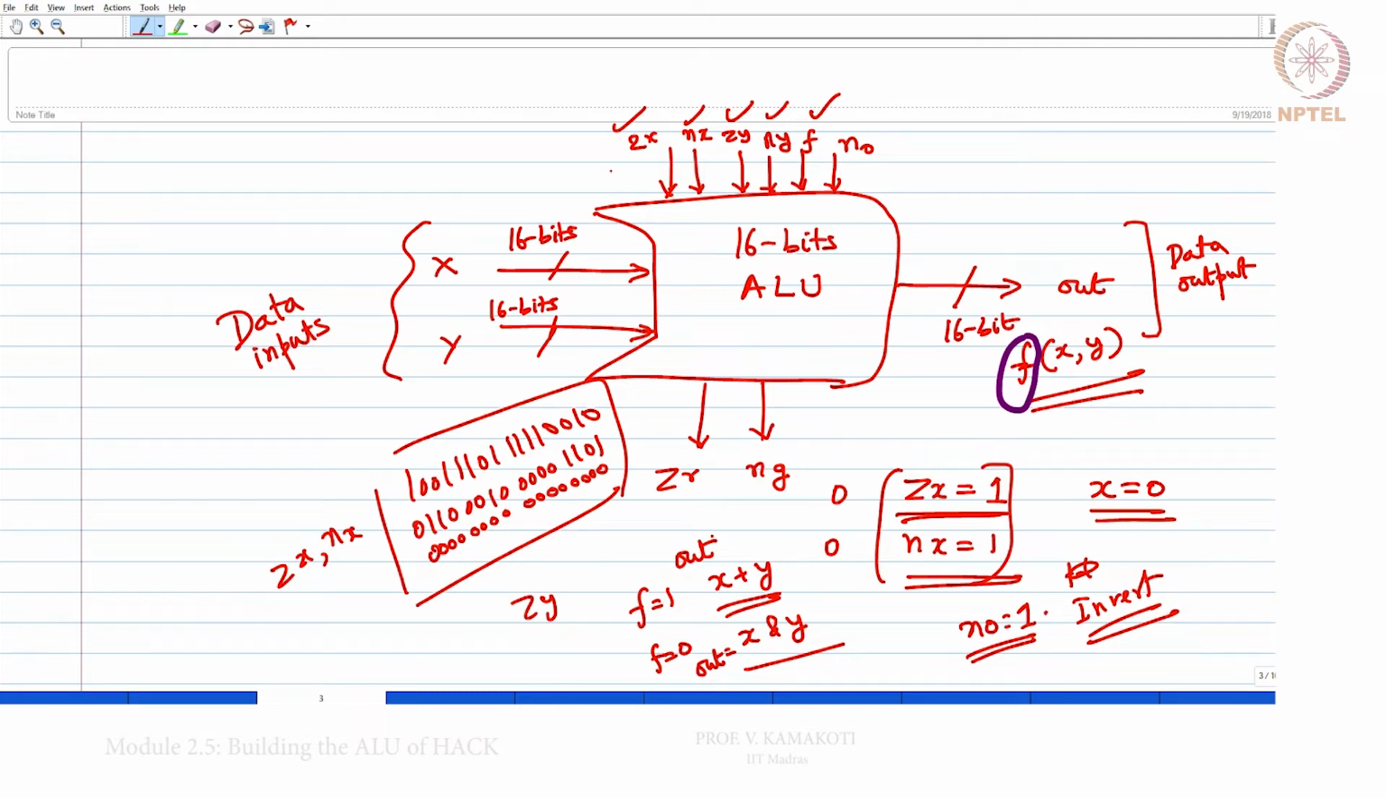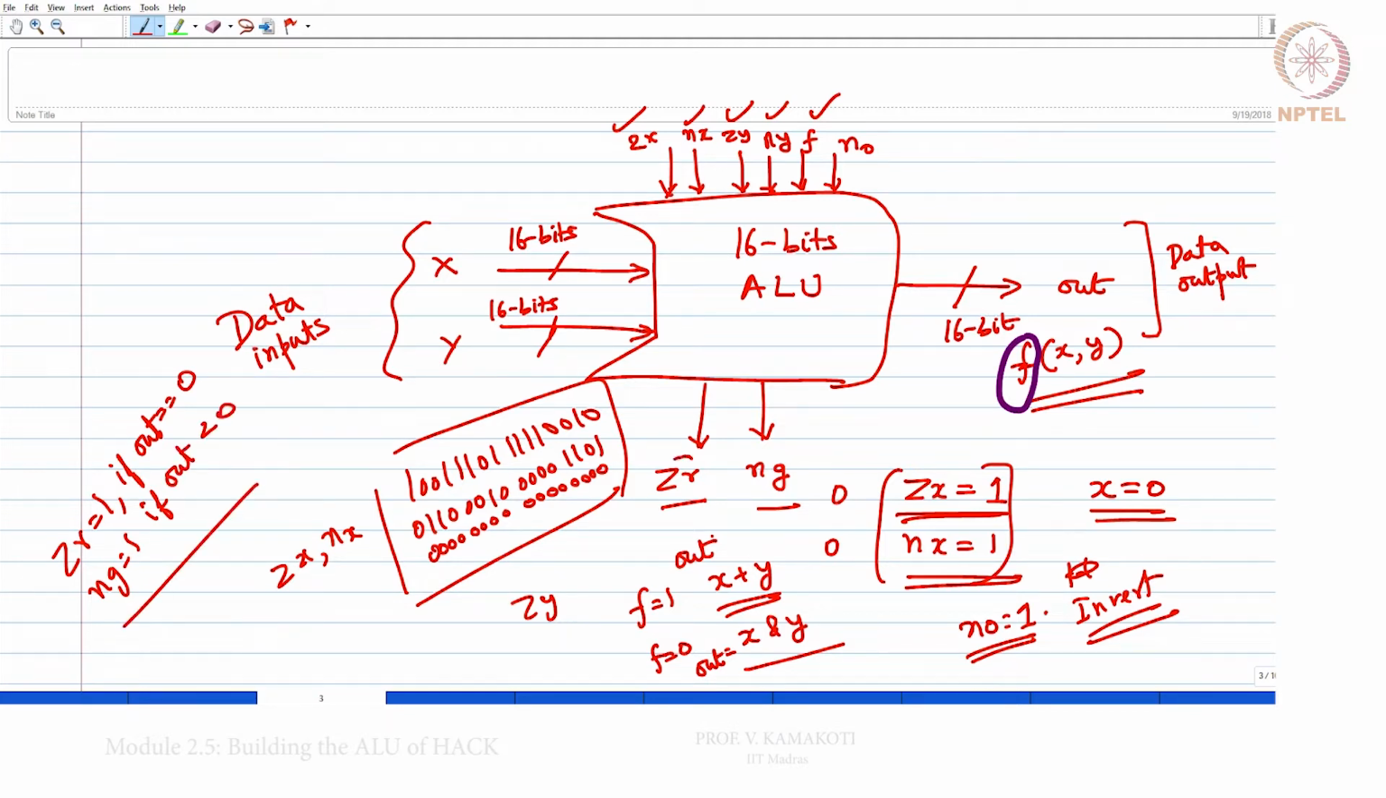So, this is how those 6 control lines will behave. The 6 control lines will tell what you have to do with x and y before you send them as output. And then there are two more outputs here, namely ZR and NG. ZR will become 1 if output is 0. NG will become 1 if output is less than 0.